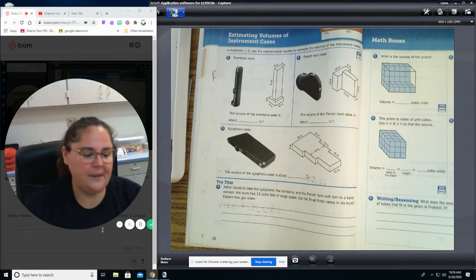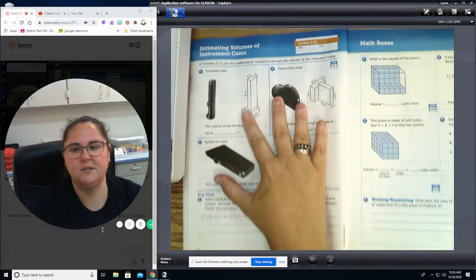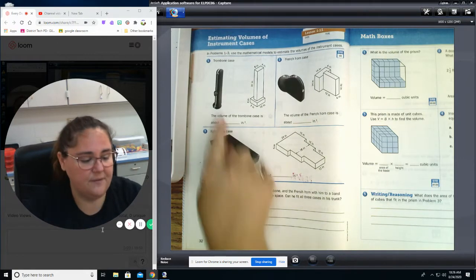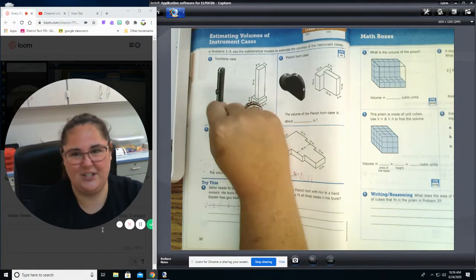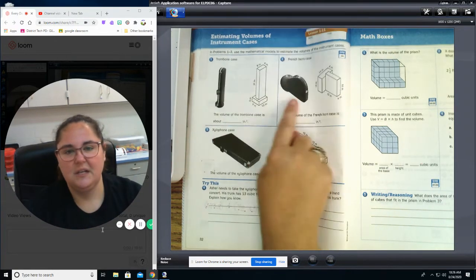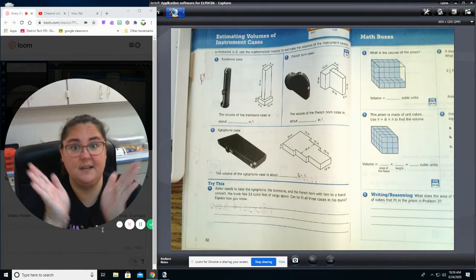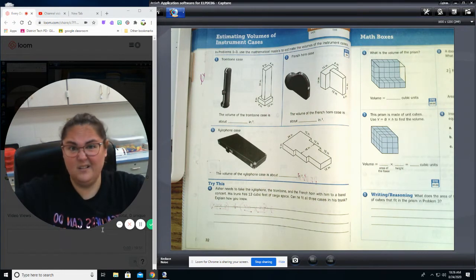So what's going to happen is on page 32, and I have it next to me right here so you can see it on the screen as well, you're going to see a trombone case. A trombone case, if you look at the very bottom, has kind of rounded edges. At the top, it's a rounded edge. Same thing with my French horn case, rounded edges. My xylophone case goes at an angle, okay?